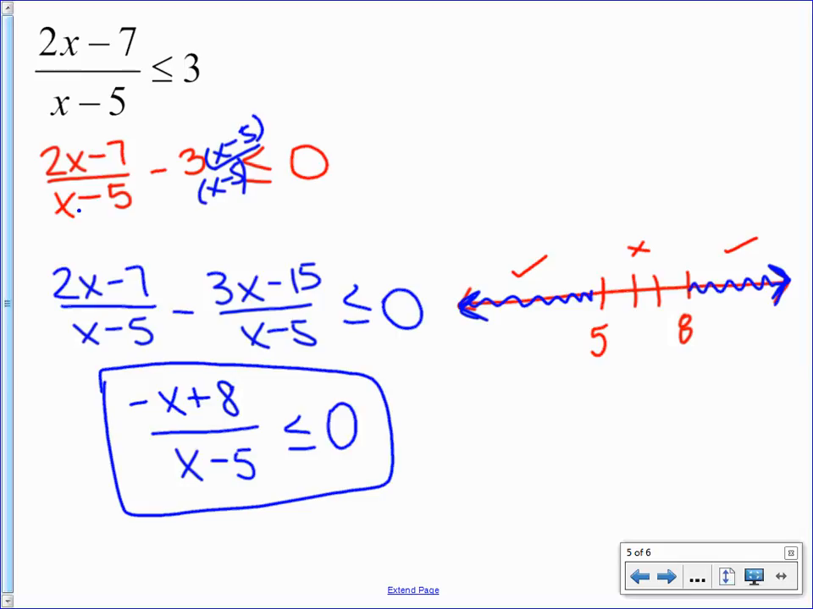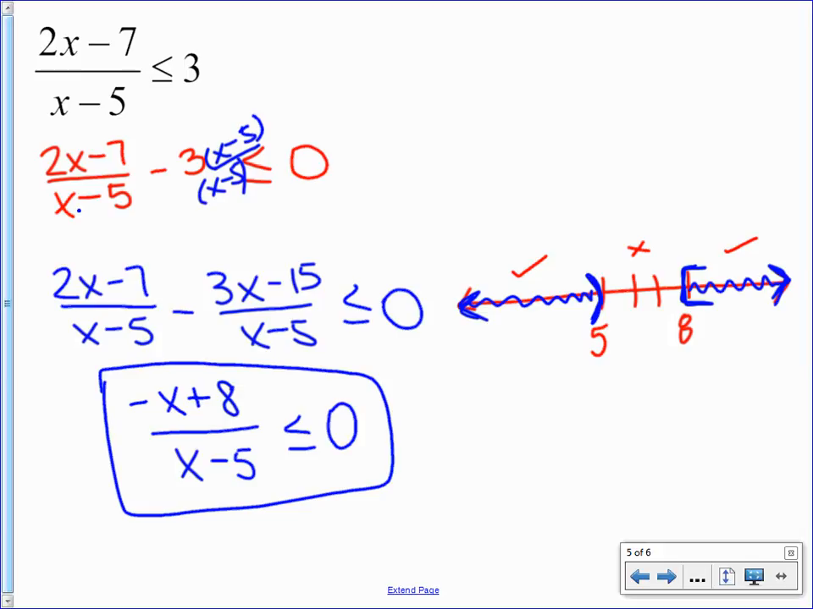Okay. Bracket or parentheses on 8? Bracket or parentheses on 5? It is an asymptote. We cannot include 5 even if we have this equality right here. 5 will make our denominator 0, making our fraction undefined. It will never be okay. All right, so if it is an asymptote, you have to put a parenthesis, no matter what.